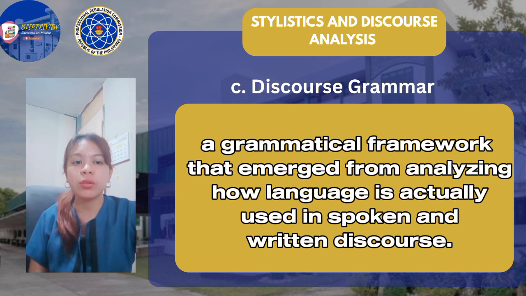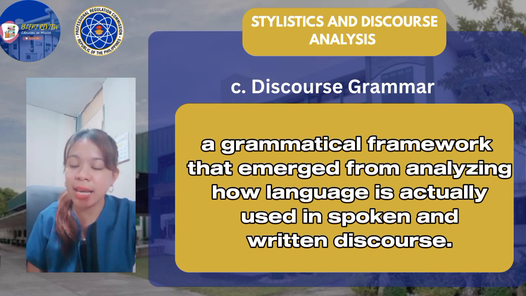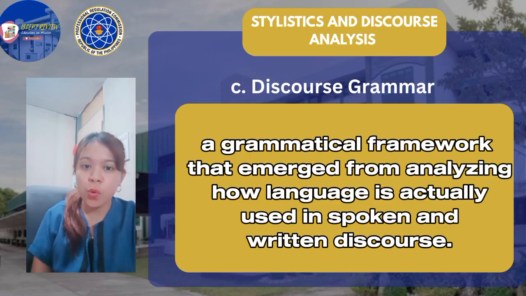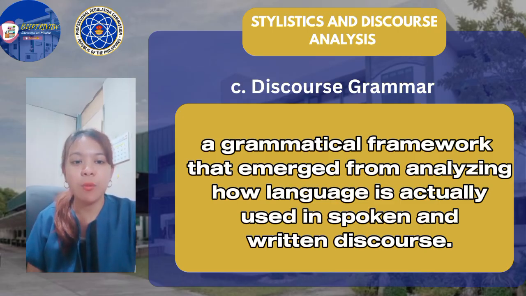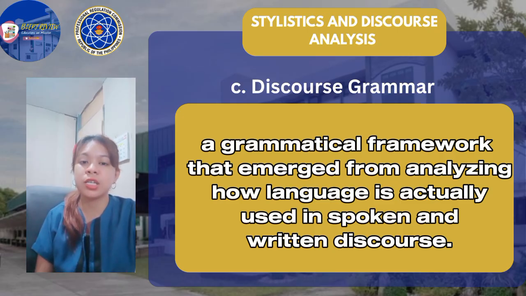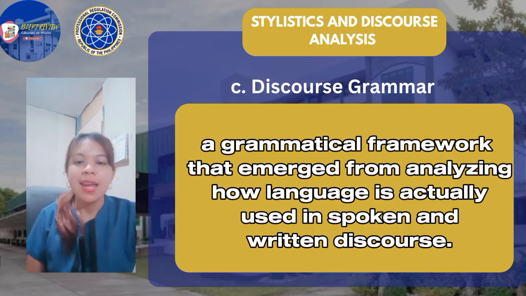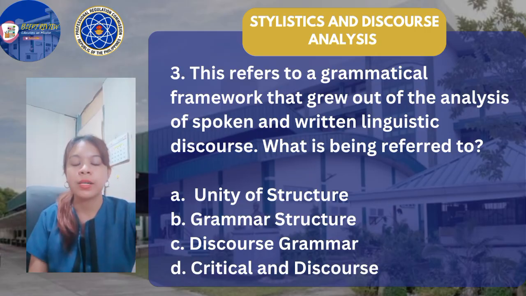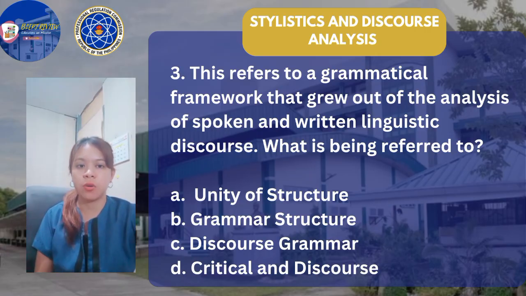It includes the sentence connectors, those are the however, moreover, and the discourse markers. What are those? The well, you know. Another one, we have the structural patterns that appear in real-life language use, especially in context. Now, let's proceed to the incorrect answers, which are the unity of structure, grammar structure, and the critical and discourse.